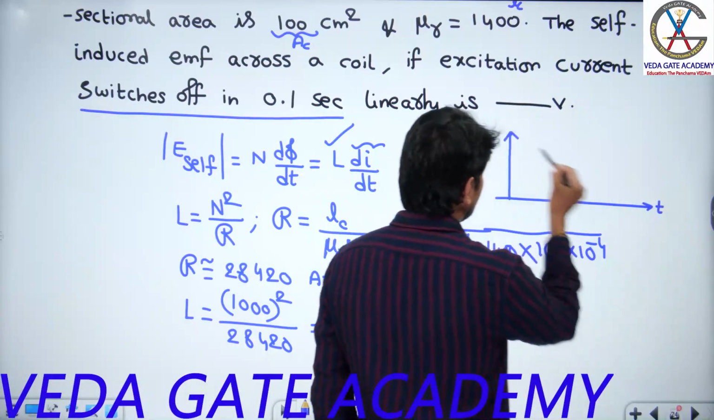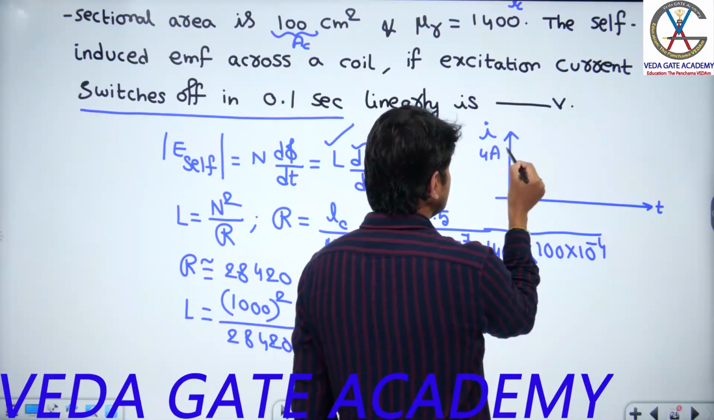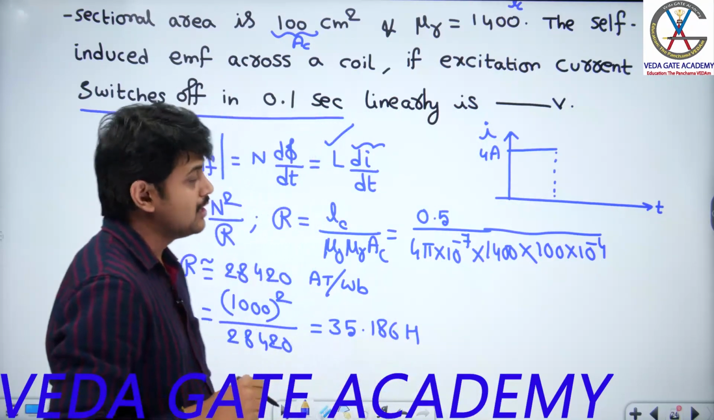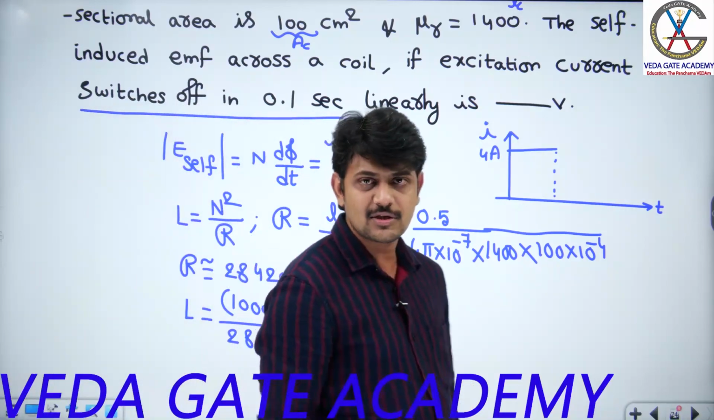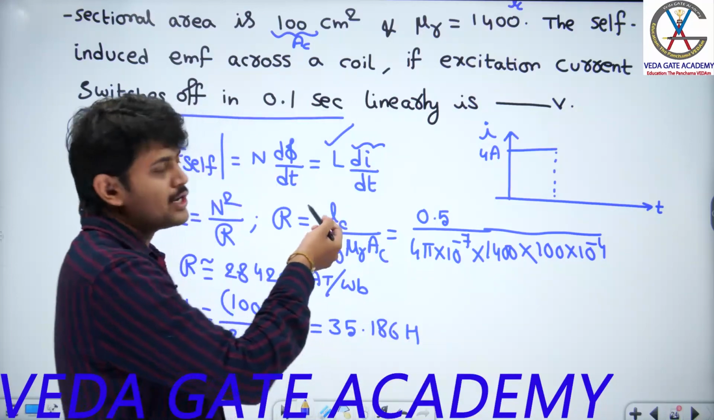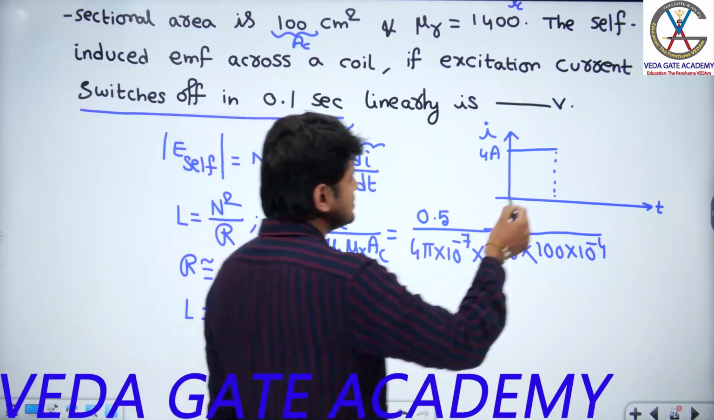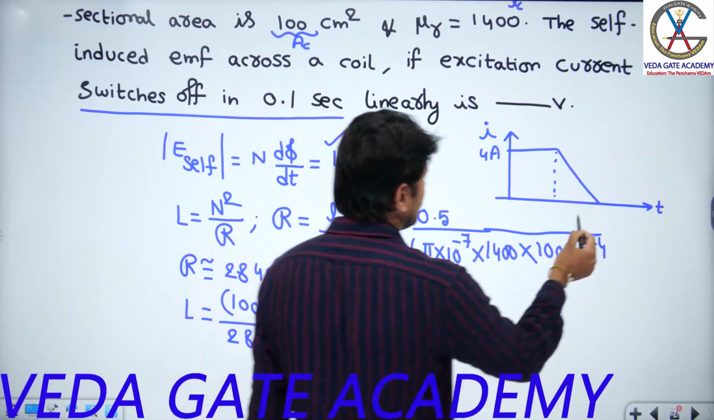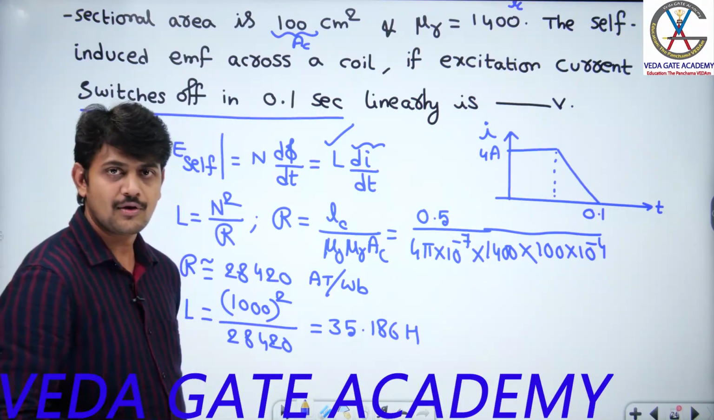With respect to time, if I try to draw the magnetizing current, initially it is at 4 amperes. Now let us assume I switched off this particular excitation current. The moment I switch off the excitation current, will it instantaneously reach 0? No, because it is having an inductive coil. So it is going to decrease linearly. Here they have mentioned specifically that it is decreasing linearly. How much time is it taking to decrease to 0 amperes? It is taking 0.1 seconds. So within 0.1 seconds it is decreasing. Are you following what I am saying?